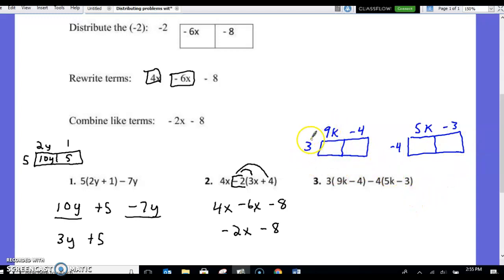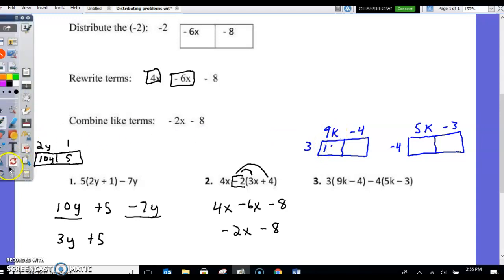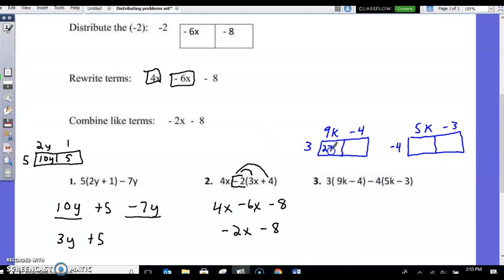All right, so now I'm going to fill in these boxes. 3 times 9 is 18. Oh, that's 2 times 9, sorry. So that would be 27k. And 3 times -4 would give us negative 12. Again, use your calculators on these to make sure you're getting them right. Over here we have negative 4 times 5k, which would give us negative 20k. And then negative 4 times negative 3, which gives us a positive 12.